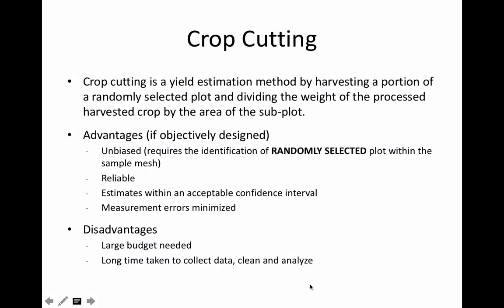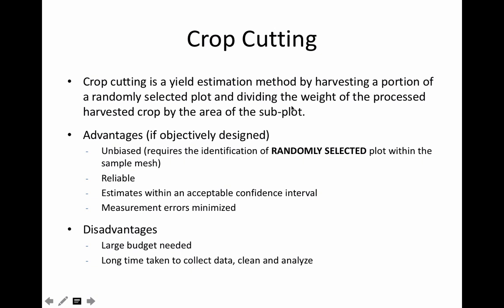And first, I'd like to talk about crop cutting. That's a yield estimation method that is done by harvesting a portion of a randomly selected plot and dividing the weight of the processed harvested crop by the area of the subplot. We'll talk a little bit about this in the next slide, but important points here are randomly selected plot. You just can't go out and go wherever you want.